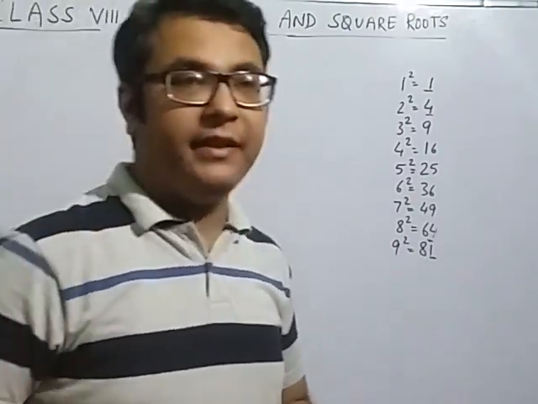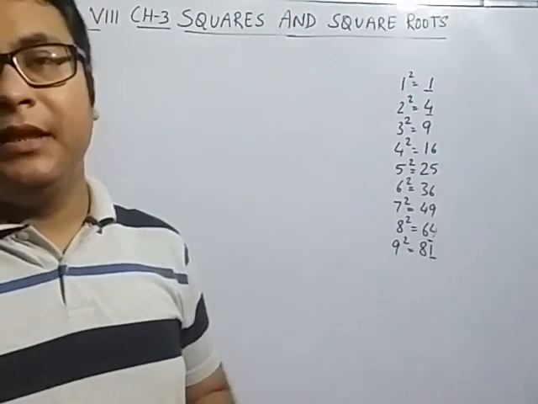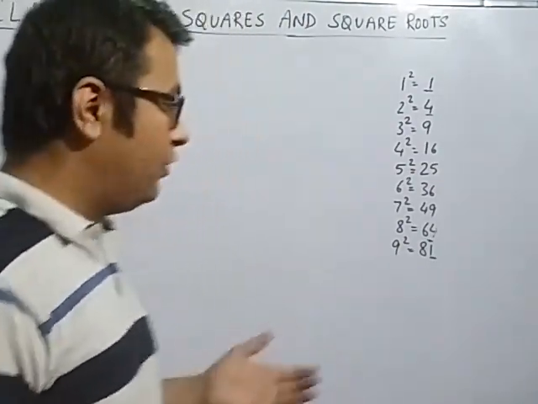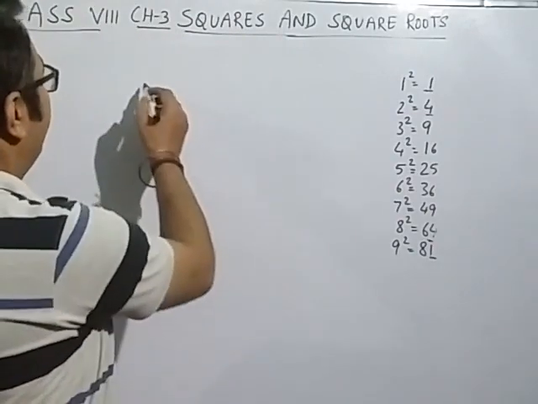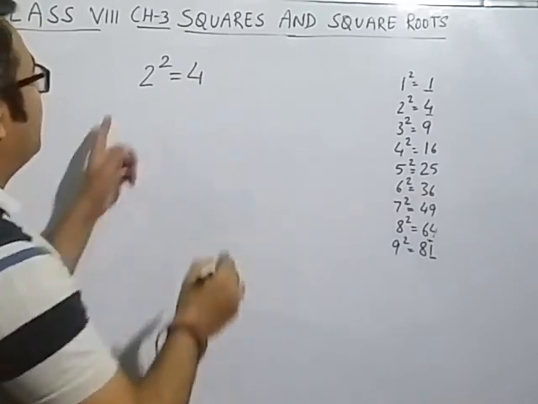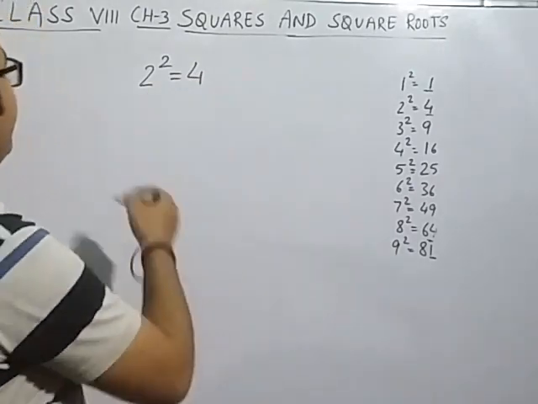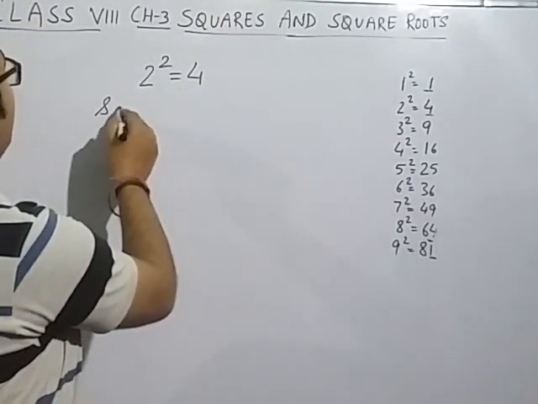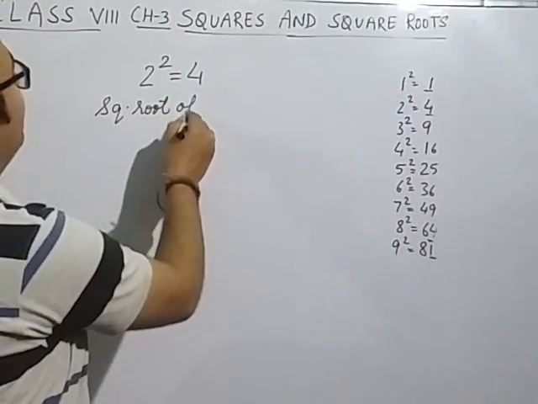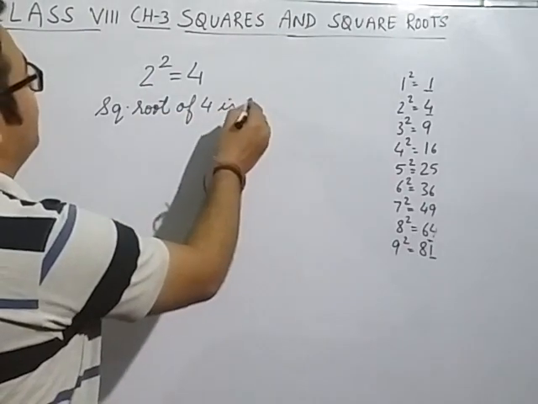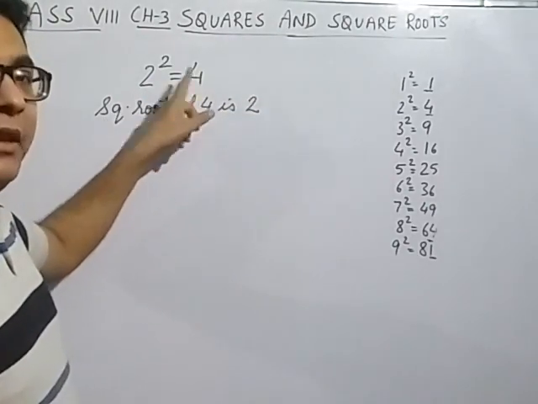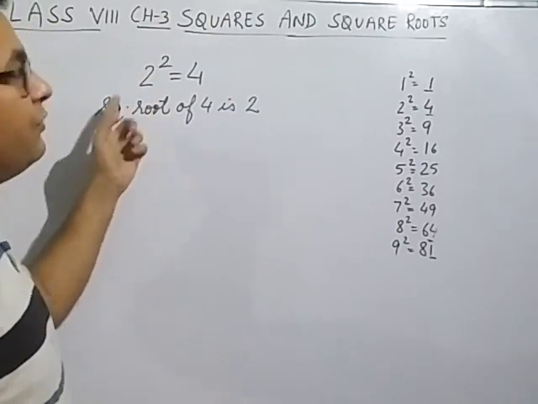Before we start, I would like to tell you all that squares and square roots are opposite to each other. What does that mean? If I say square of 2 is 4, 2 square is 4, then I can also say that square root of 4 will be 2. So if 2 square is equal to 4, it also means that square root of 4 will be equal to 2.